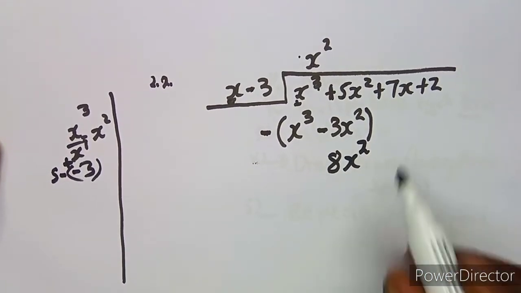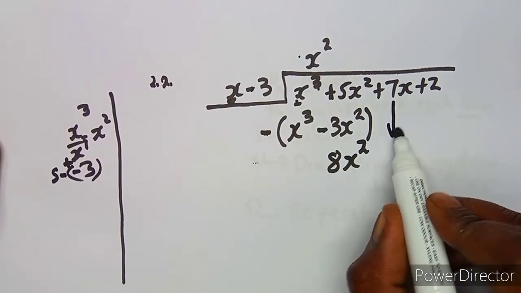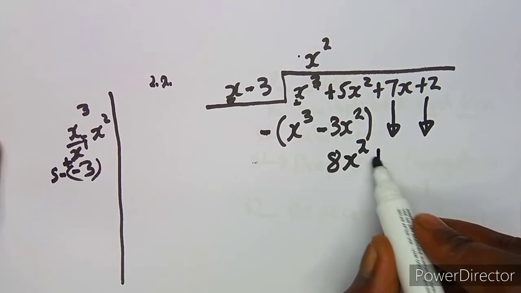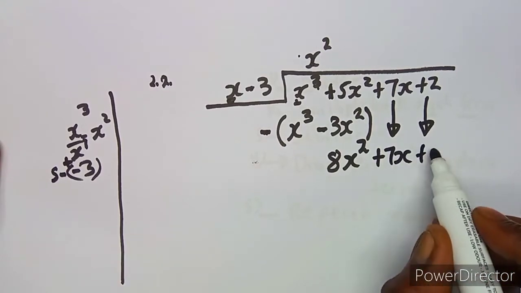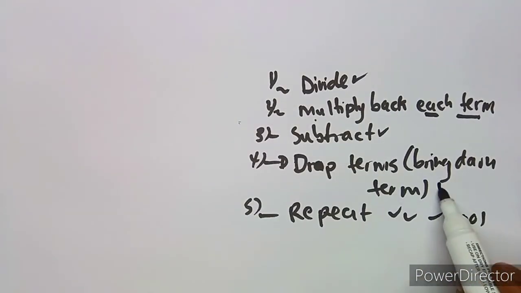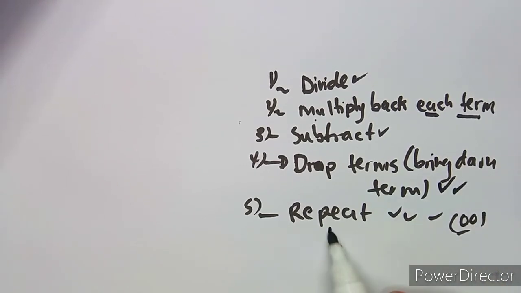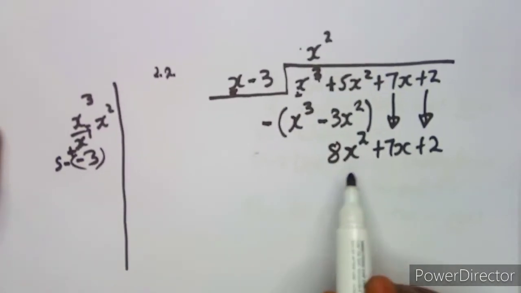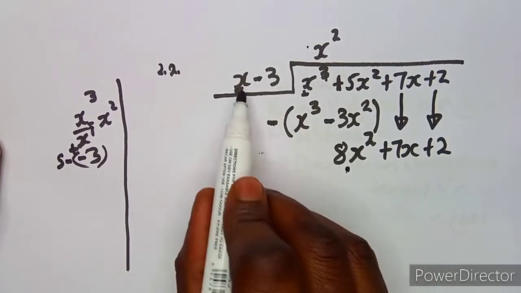So after subtracting, you have to bring down these terms. Drop these terms down. So you're going to have plus 7x plus 2. That is, you have to bring down the terms. Then we have to repeat. What are we repeating? This part of dividing again. Back, guys, the first term and the first term.